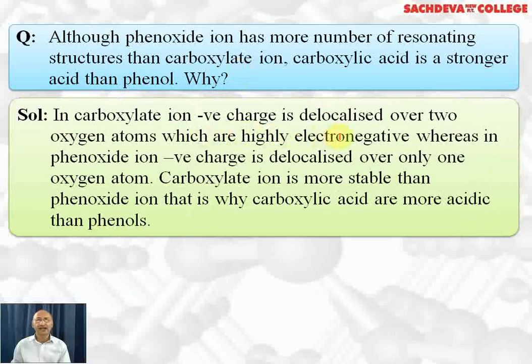In carboxylate ion, the negative charge is delocalized over 2 oxygen atoms which are highly electronegative, whereas in phenoxide ion, the negative charge is delocalized only on 1 oxygen atom. So carboxylate ion, being more stable than phenoxide ion, is the reason carboxylic acids are more acidic than phenols.